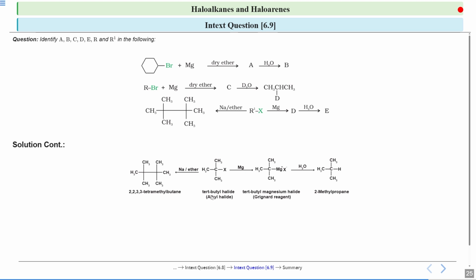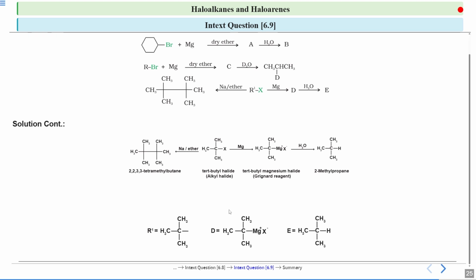So your R1 is this tertiary butyl group reacting with magnesium. You are getting a Grignard reagent, which is your D product, and then it is reacting with a water molecule, and you are getting an alkane, 2-methyl propane. This is your E group. So you can say that R1 is this tertiary butyl group, D is your Grignard reagent, which is tertiary butyl magnesium halide, and E is your alkane, that is 2-methyl propane. Okay, so this is how you can identify A, B, C, D, E, R, and R1.